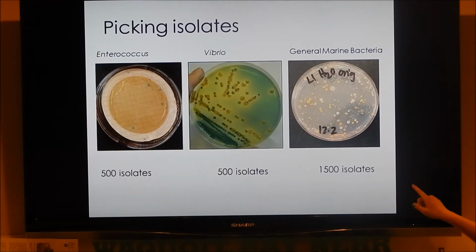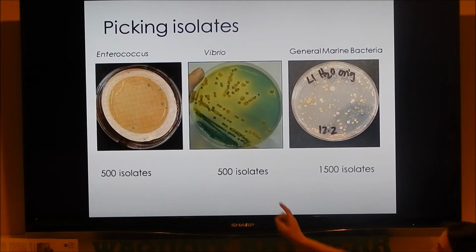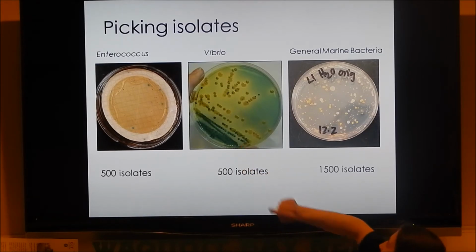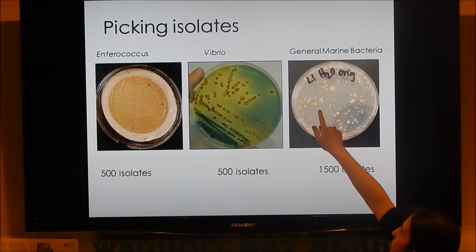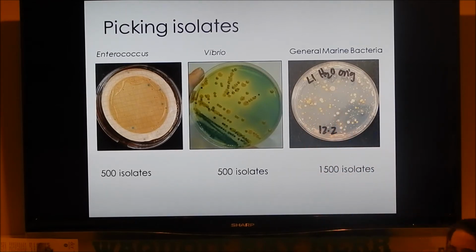And then for the Vibrios and the marine bacteria, you can see that there's different colors. So here you can kind of see this yellow and the green. This one, I'm not sure how well you can see it, but there's yellow, white, there's different colors of pink, all that sort of stuff. So what I end up doing is I pick 3 of each different morphology.